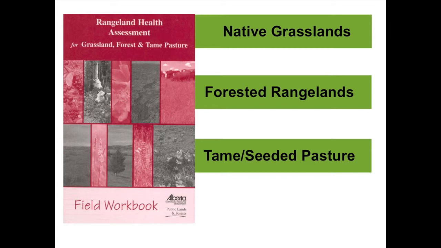So we worked with it. We went through kind of a Delphi process with specialists and academics, and we came up with our system of rangeland health assessment that relies primarily on 5 indicators. We add a couple of others for special cases, but primarily focus on 5 indicators. We have a protocol developed in our little red book for native grasslands, forested rangelands, and for tame seeded pastures.